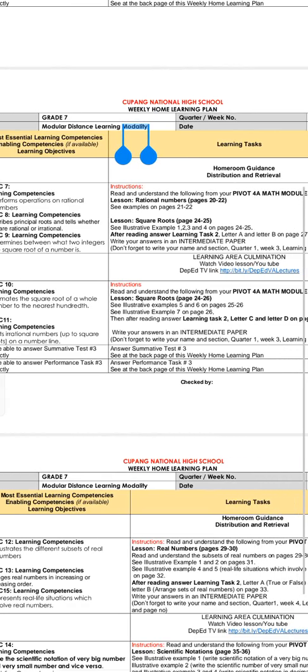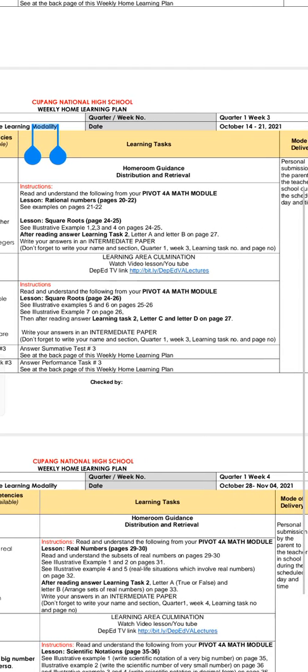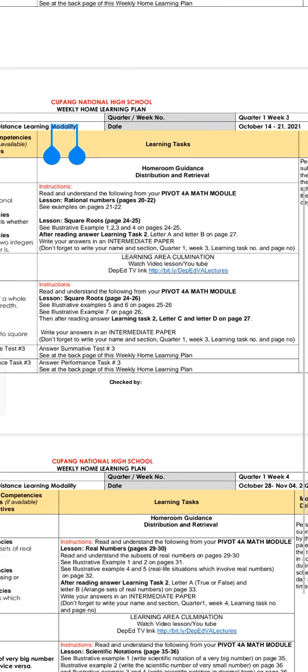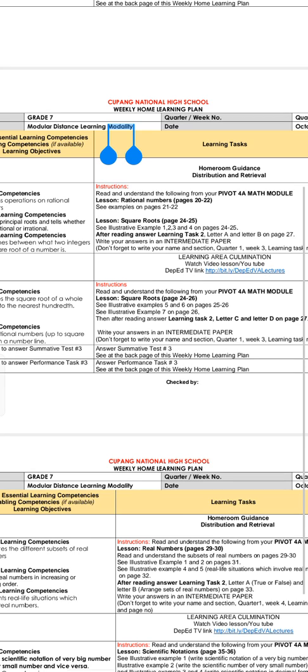Instructions: read and understand the following from your PIVOT 4A Math module. Lesson, rational numbers, pages 20 to 22. See examples on pages 21 to 22. Lesson about square roots, pages 24 to 25. See illustrative examples 1, 2, 3, and 4 on pages 24 and 25.